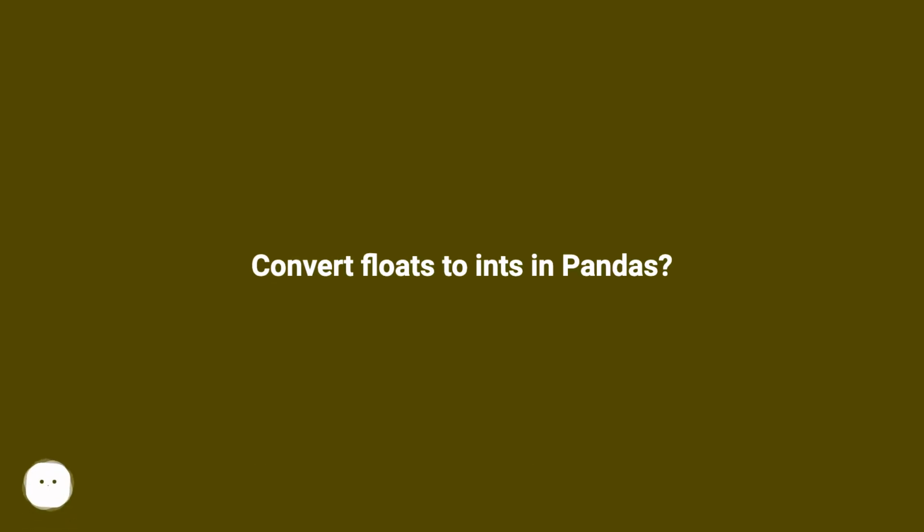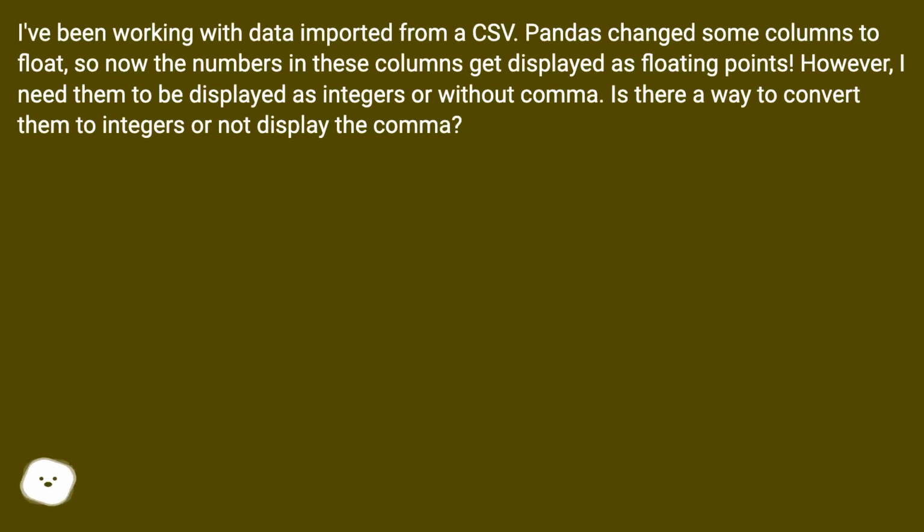Convert floats to ints in Pandas? I've been working with data imported from a CSV. Pandas changed some columns to float, so now the numbers in these columns get displayed as floating points. However, I need them to be displayed as integers or without the comma. Is there a way to convert them to integers or not display the comma?